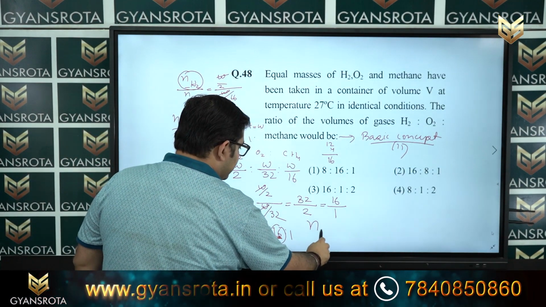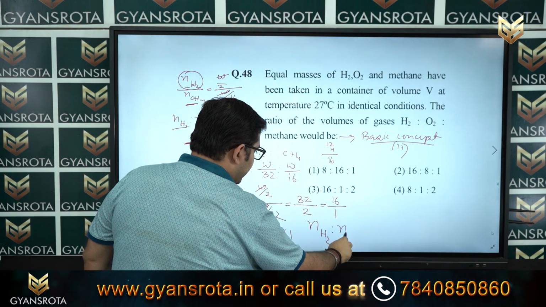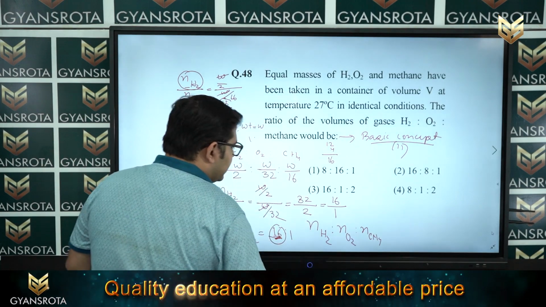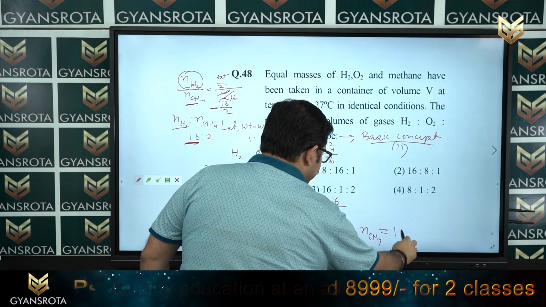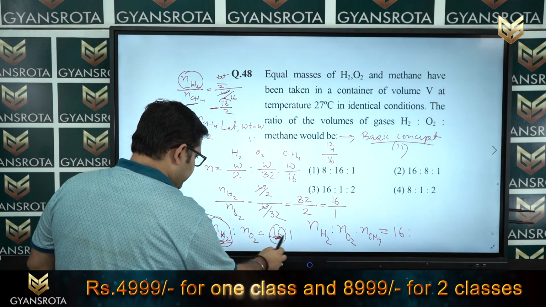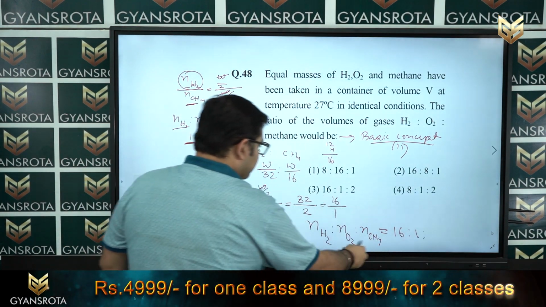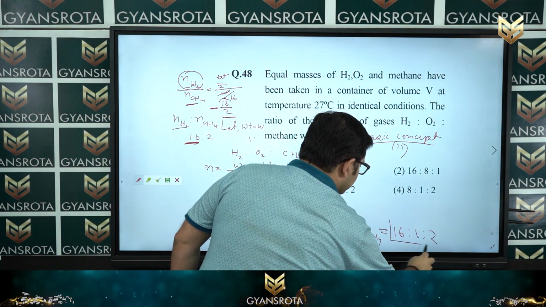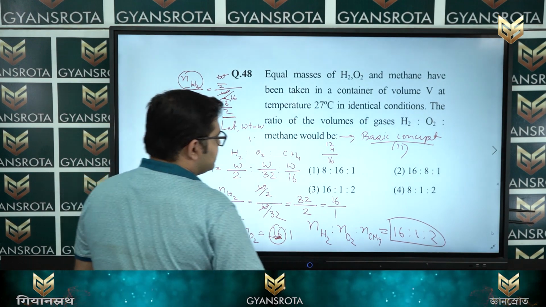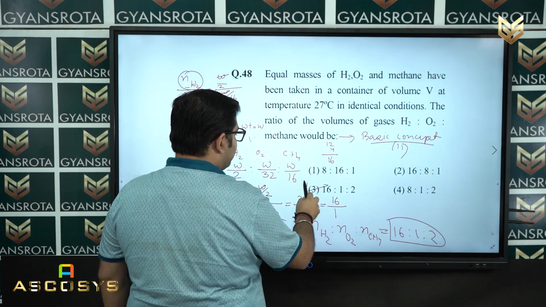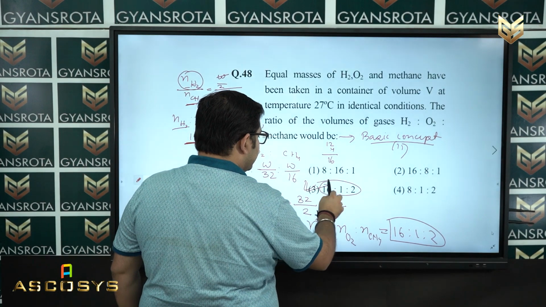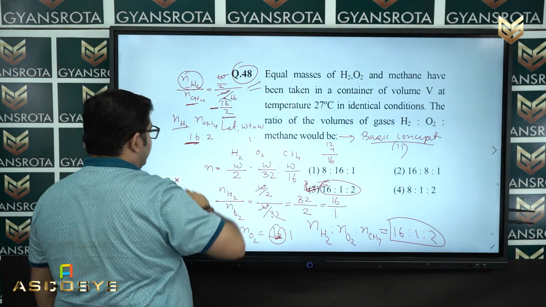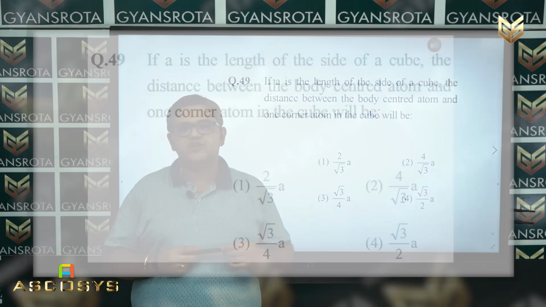So, at the final result, the ratio of NH2 to NO2 to NCH4, that is methane, will come here as 16:2. For oxygen how much will it be? 1:2. For CH4 it will be 2. So, 16:1:2 is the correct answer. Now see which one is the answer. Option number 3, where 16:1:2, is the correct answer of your question number 48. So, question number 49 is on your screen.